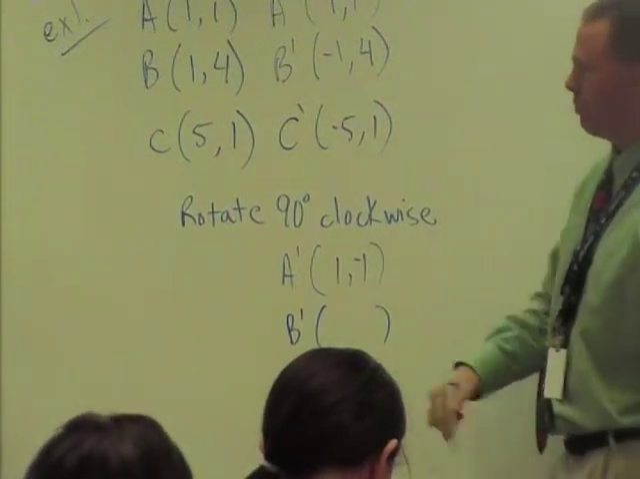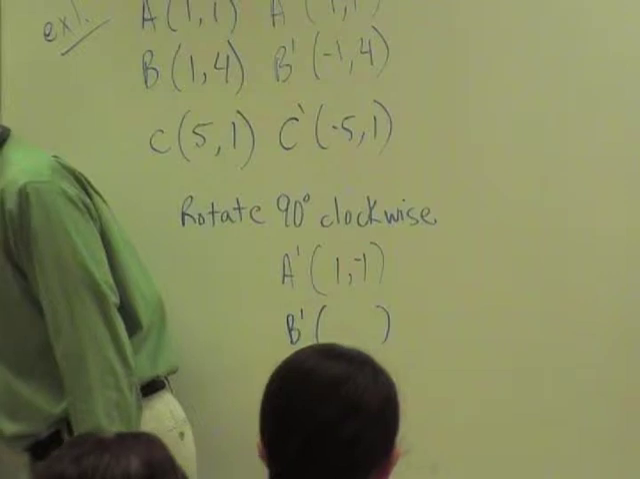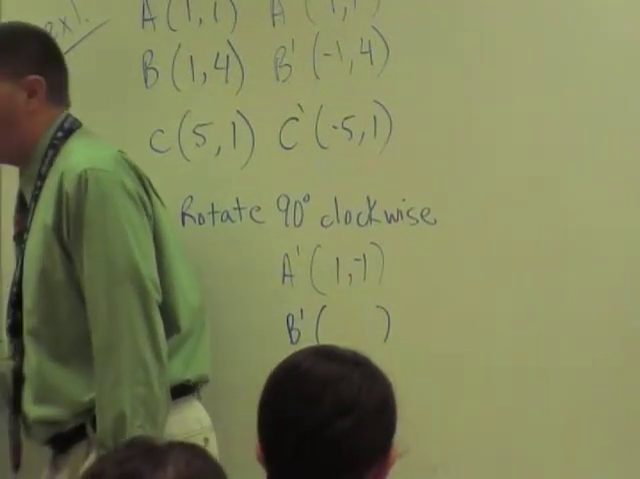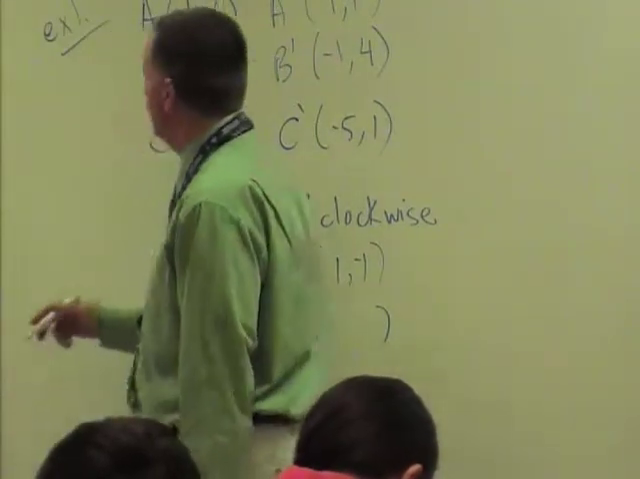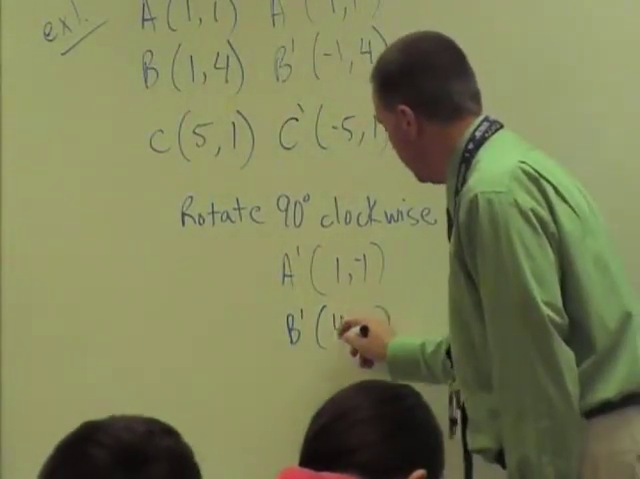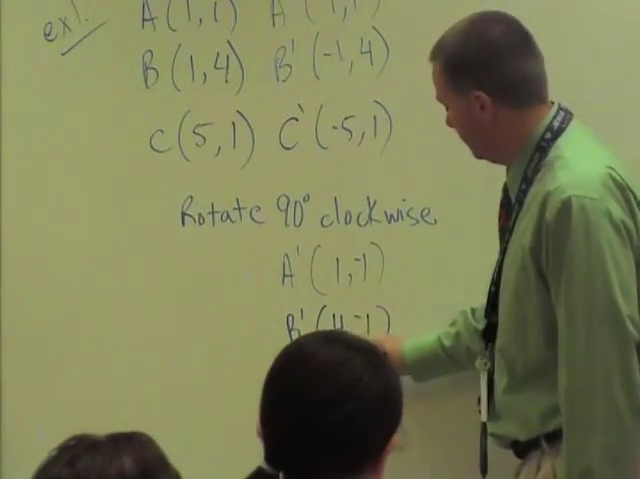All right, Hannah, what is B prime? 1, -4. Here's your x and your y. X now goes in the y position, y now goes in the x position. So you've got to flip them. So it's going to be 4, 1, and then make this its opposite.